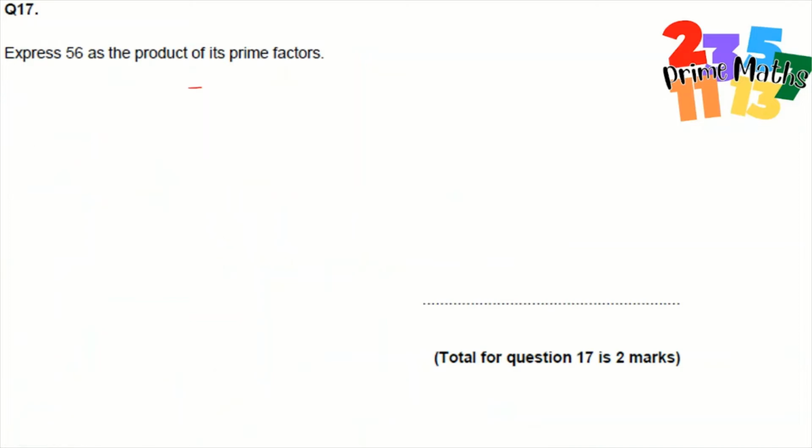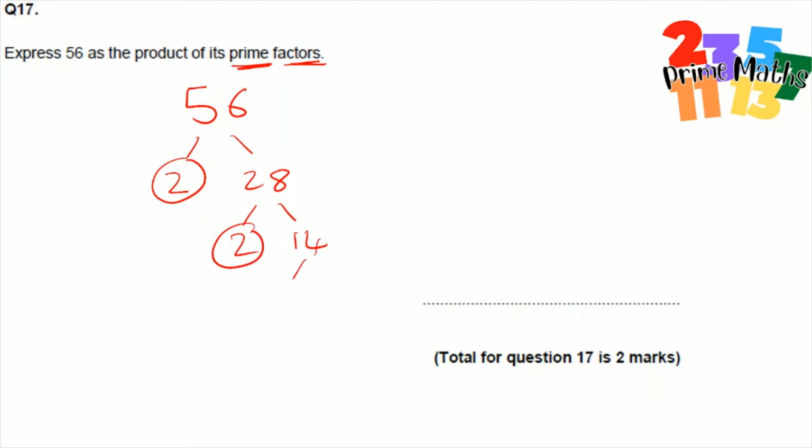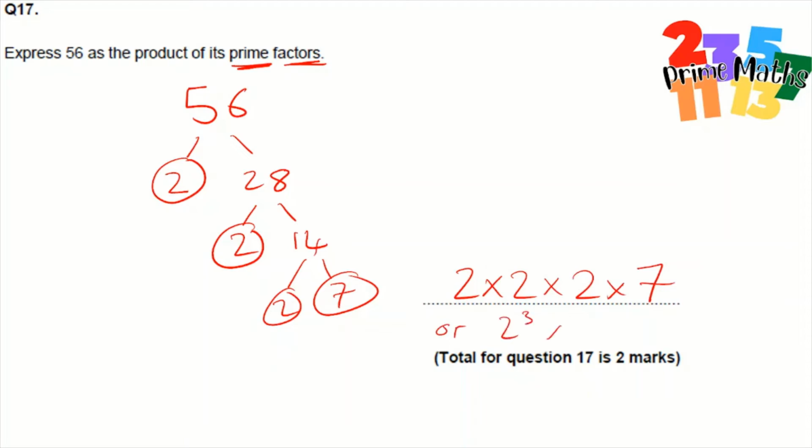56 as a product of prime factors. We want to find all of the prime numbers that go into 56. 56 is 2 multiplied by 28, 2 multiplied by 14, and 2 multiplied by 7, which are both primes. That means we can write 56 as 2 times 2 times 2 times 7, or you could write it as 2 cubed times 7.